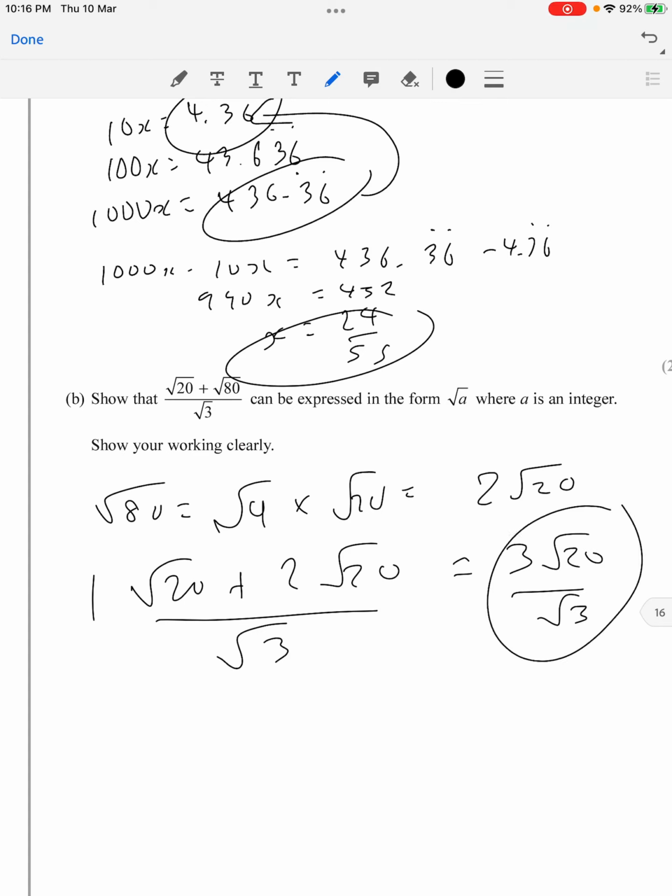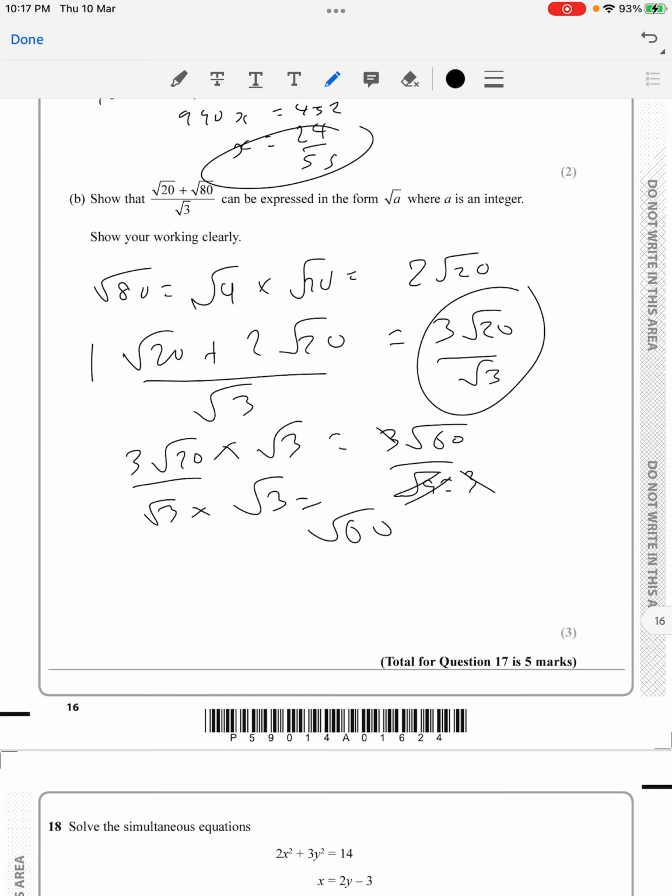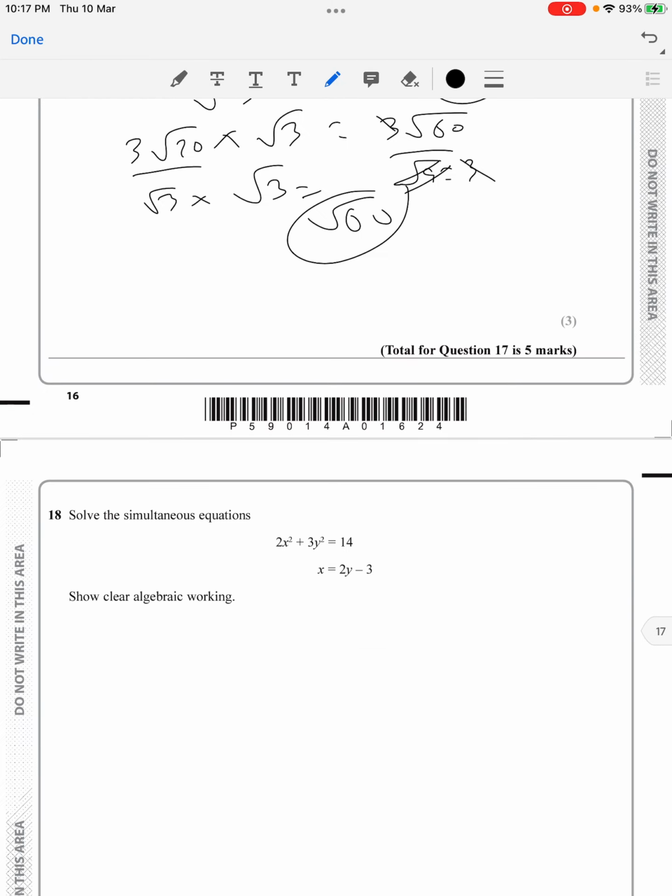Once you have this, you have to convert this into where a is an integer, right? So you have to rationalise the denominator, so multiply by the surd form again. Multiply by the same surd on both the numerator and denominator. Once you multiply them, you should be getting 20 times 3, this should be giving you 60. And square root of 9, that should be giving you 3. 3 should cancel out, square root of 60, right? Once you have the square root of 60, you just leave it as the square root of 60.